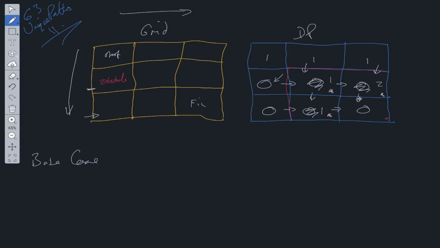And then finally, the value for this last one is going to be the summation of the potential solutions or the potential paths to the cell above and to the cell at the left. So that is going to be equal to 3. And then we can just return this value.